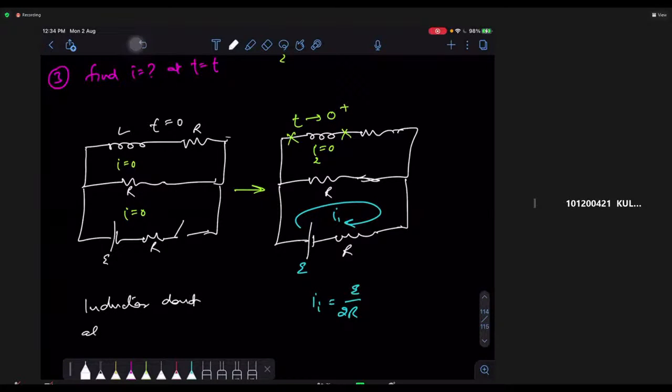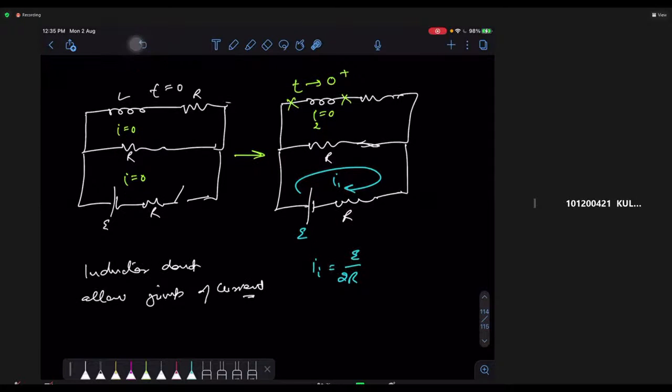Inductors do not allow a jump of current. But don't misinterpret the meaning of this statement. In my lower circuit, there is no inductor, so in the lower circuit the current can jump. The initial value of the current in the lower circuit is 0, but after the switch is closed, the current will immediately jump to E by R. But in my upper circuit, an immediate jump is not allowed. Okay?